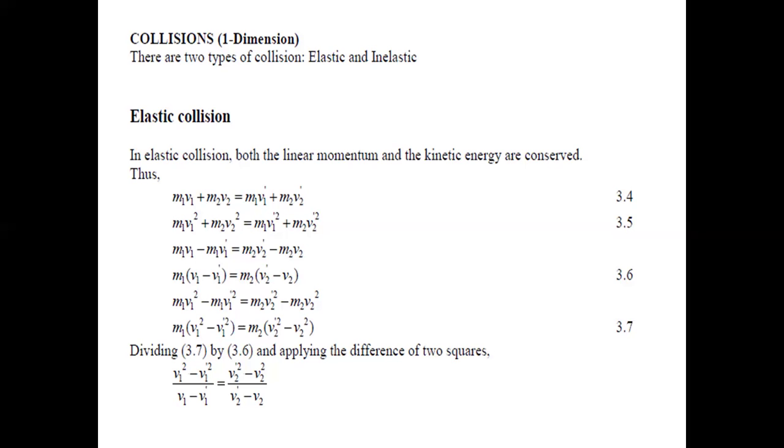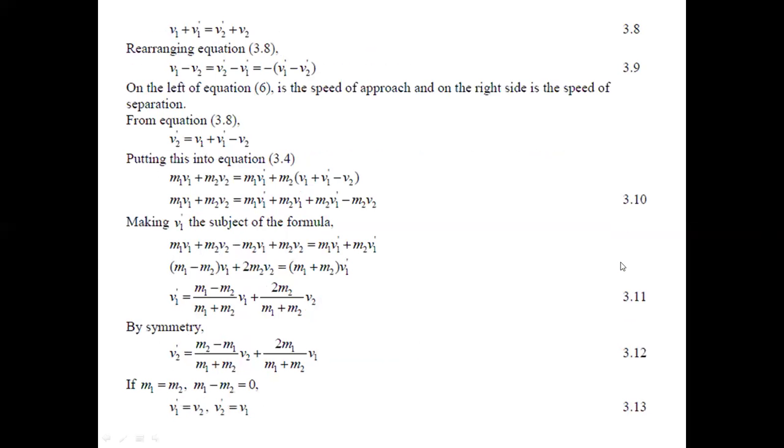We divide one by the other, the last two equations. Divide the second one by the first one, that is, divide 3.7 by 3.6. And then you apply difference of two squares. You're going to get (v1 squared minus v1 prime squared) over (v1 minus v1 prime) equals (v2 prime squared minus v2 squared) over (v2 prime minus v2). We have not applied difference of two squares now; we just divided 3.7 by 3.6. If you now apply difference of two squares, we're going to find v1 plus v1 prime equals v2 prime plus v2. That's equation 3.8.